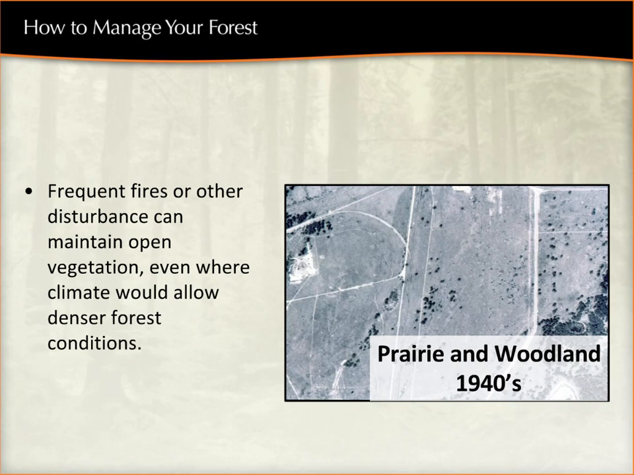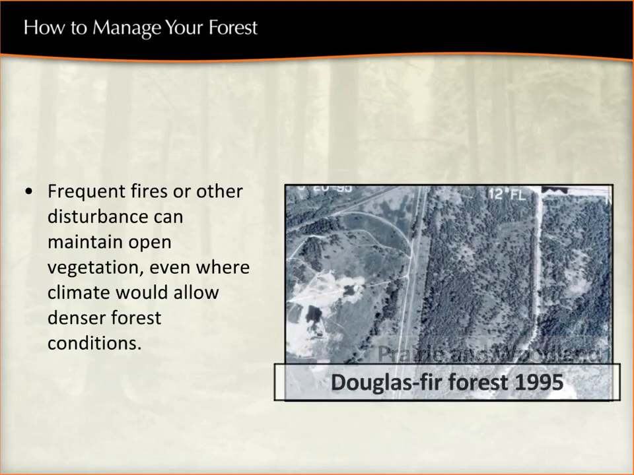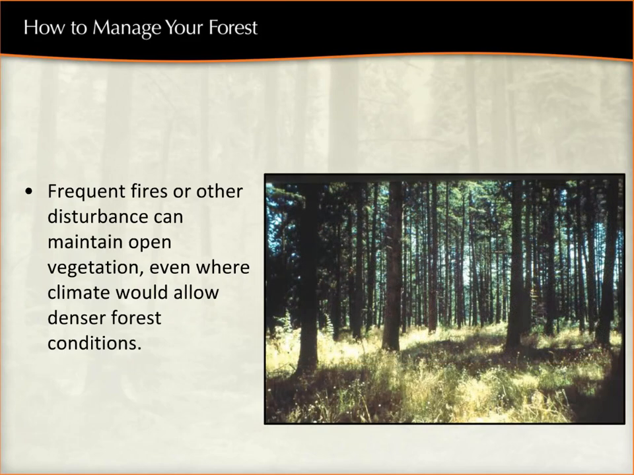But frequent fires or other disturbance can maintain open vegetation, even where climate would allow denser forest conditions. In the absence of fire, forests characteristic of cooler and moister conditions can develop. Thus, many historic grasslands and open woodlands in Oregon and Washington are changing to forests dominated by Douglas fir, as in this example from the South Puget Sound area of Washington state.